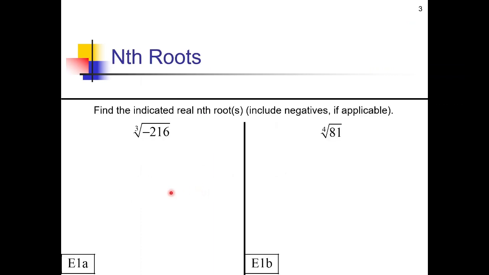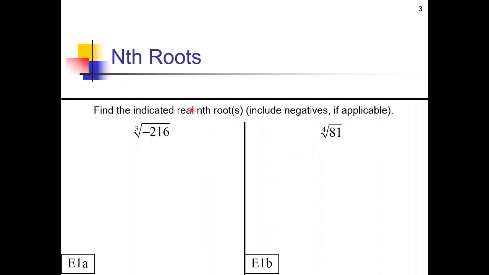The first thing we're going to take a look at here is these two problems. They want us to find the indicated real nth root. In the first case we have cube root or third root. Over here we have fourth root. They want us to find both of these and include any negatives if that applies.